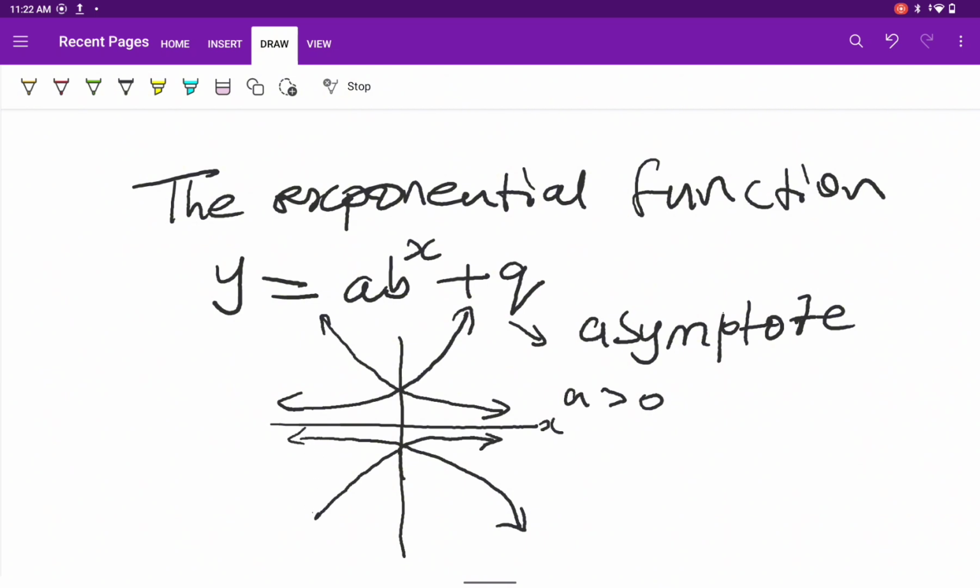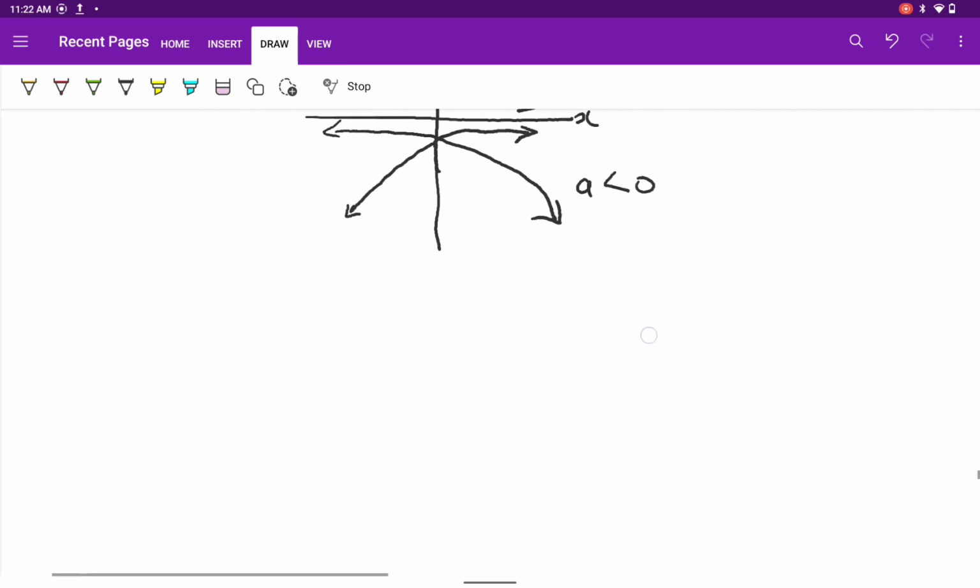So that is where a is less than 0. So the graph will be drawn below the asymptote. Now we have the shape, we have the equation. So now let's get to the sketching of the graph.